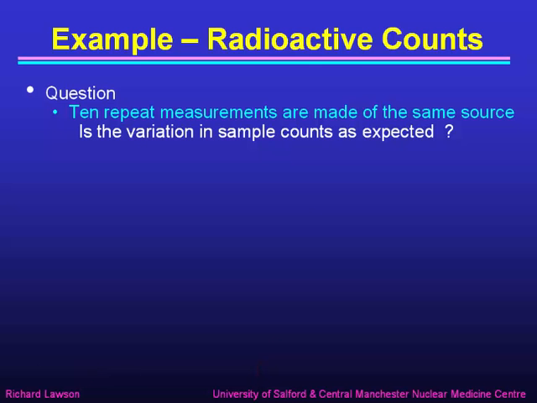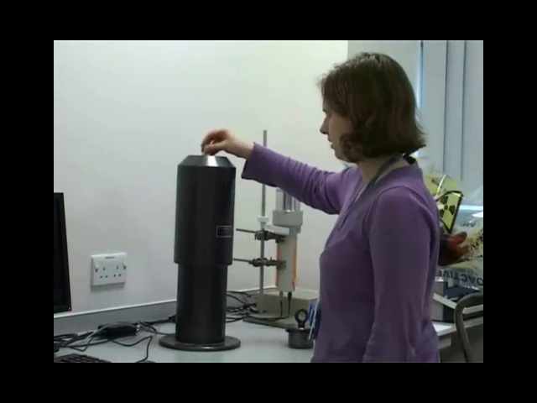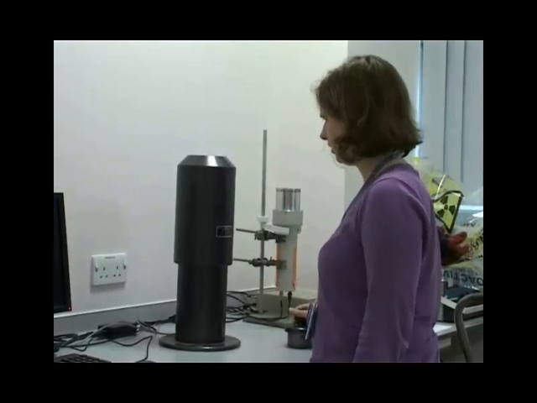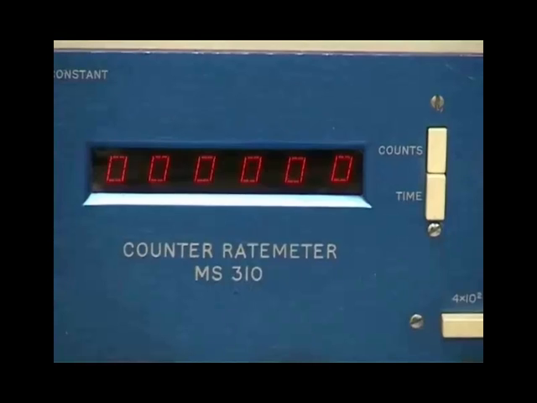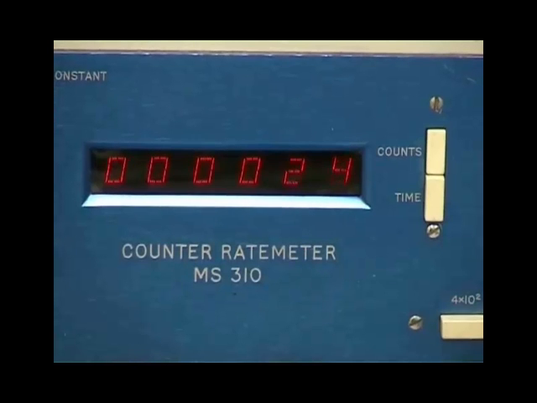Let's take an example based on radioactive counts. The question that we might be asking ourselves is, if we take 10 repeat measurements of the same source, is the variation in counts what we expect due to random statistics? Here we've got a small radioactive source that we're putting into a well-type scintillation counter, and it's inside a lead shield to keep away background. And we're going to set the counter going to see how many counts we can detect in a fixed time of, say, 30 seconds.